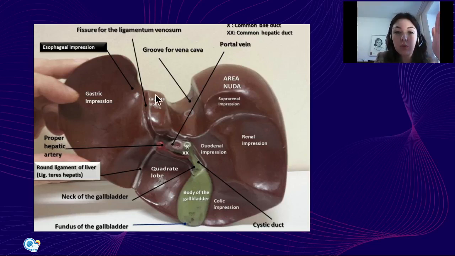And we have also studied in the course of normal anatomy that on the visceral surface of the liver, there are two sagittal grooves, right and left. So the left sagittal groove is formed by two grooves. The anterior one is the groove for the round ligament of the liver, and the posterior one is the fissure for the venous ligament. And the right sagittal groove is formed by the gallbladder fossa anteriorly, and posteriorly it is the groove for the vena cava.